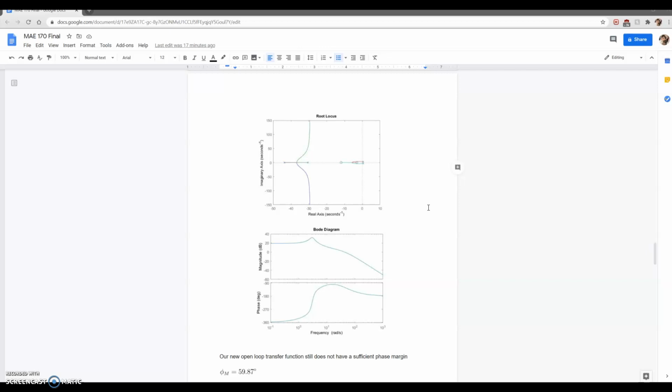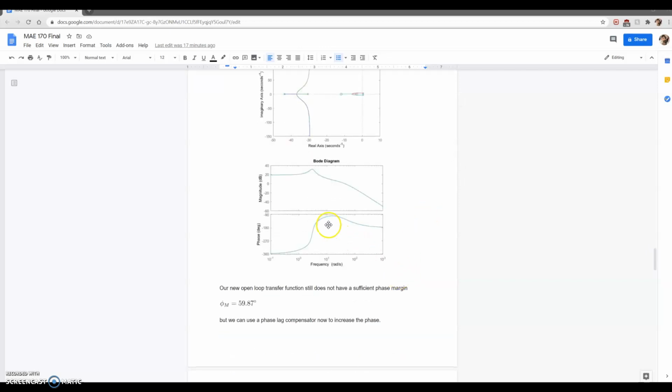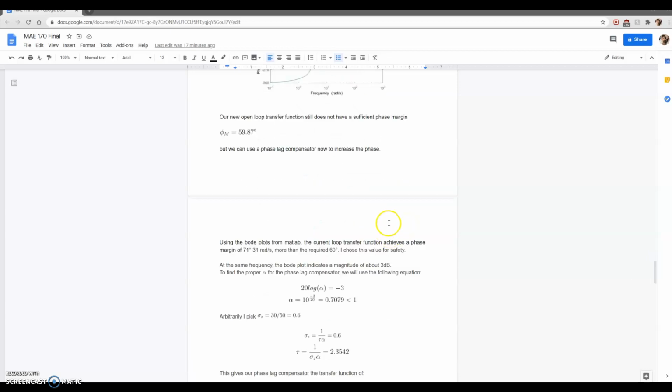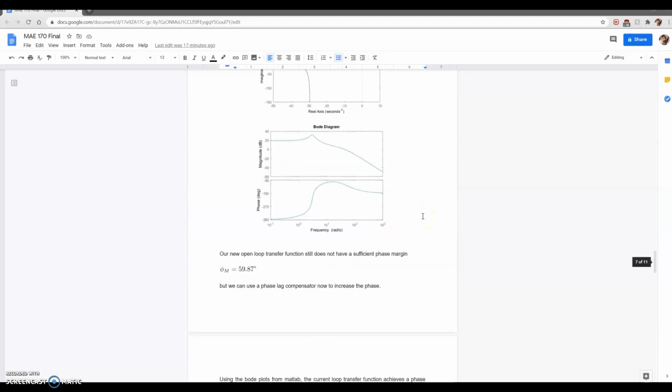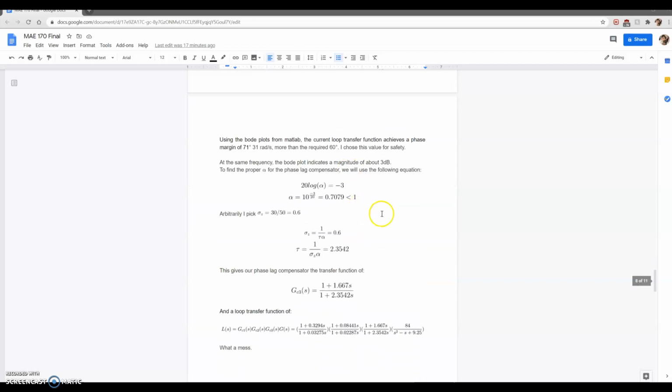The system is still stable, but now on the phase Bode diagram, our phase margin is 59.87 degrees, which is barely below the required phase margin. So I decided to use a phase lag, by shifting the crossover frequency to the left, I'll have a sufficient phase margin without changing the steady state error. So yeah, that's what I did next.